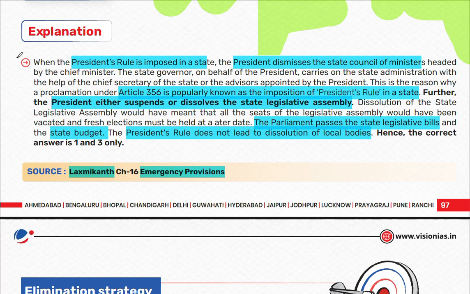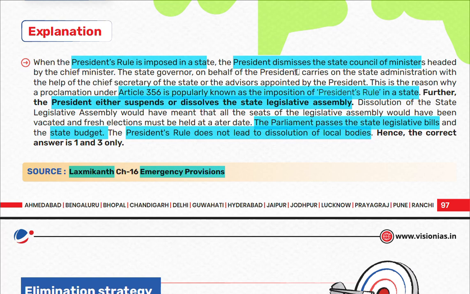Now let us recap once again. When the President's rule is imposed in a state, the president dismisses the state council of ministers. Okay, see, the name itself is saying that the rule of the state's elected government has been replaced by the president. That is why it is called President's rule, which means that the president dismisses the state council of ministers headed by the chief minister. Okay, the state governor on behalf of the president carries on the state administration with the help of the chief secretary of the state or the advisor appointed by the president.